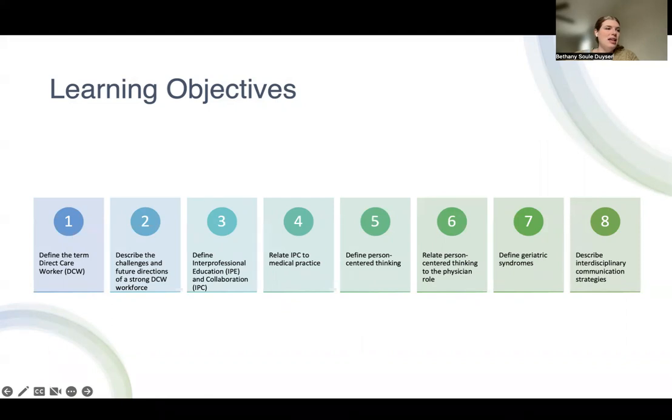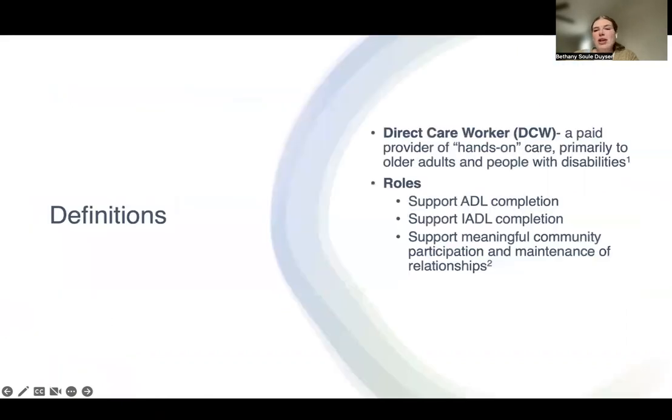So what is a direct care worker? A direct care worker is a paid provider of hands-on care, often working with older adults and people with disabilities. Direct care workers, a lot of their work involves supporting people in completing their activities of daily living or instrumental activities of daily living. Direct care workers also help to support meaningful community participation and the maintenance of meaningful relationships for the individuals that they serve.